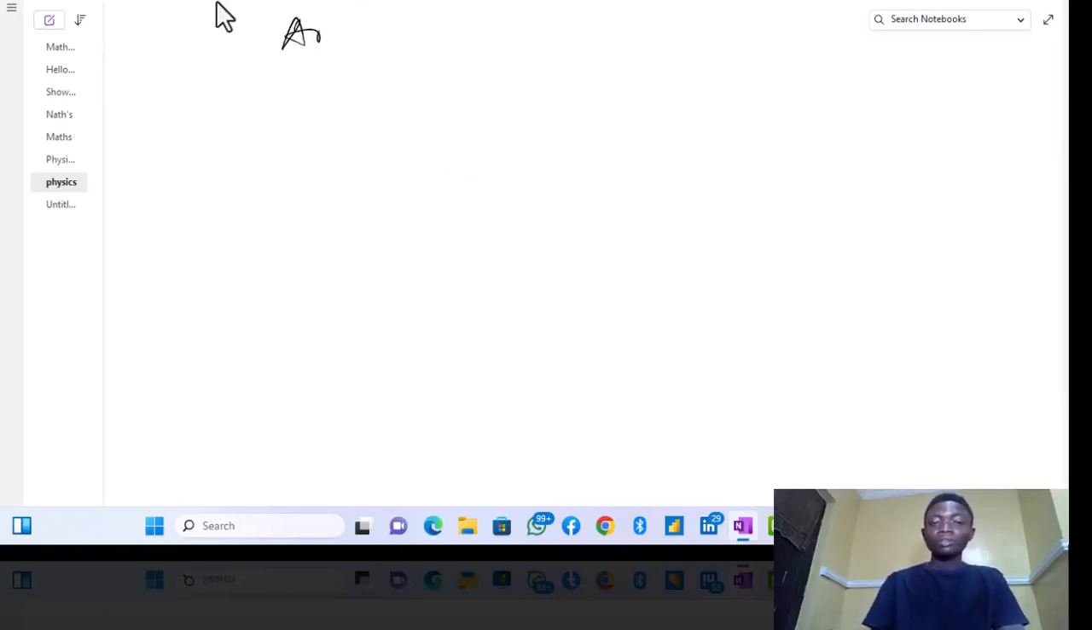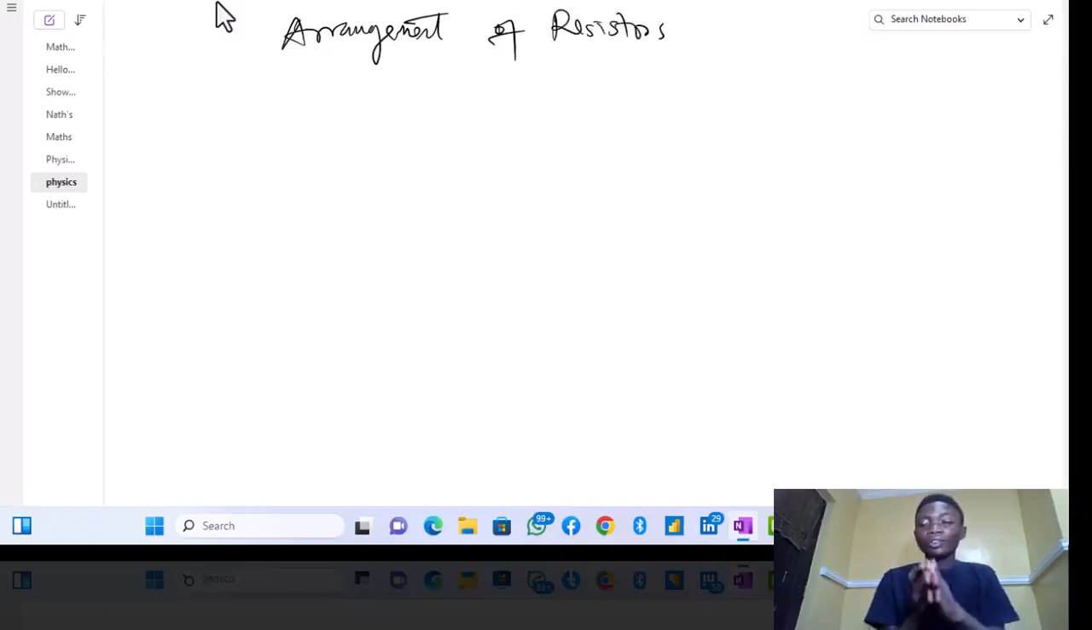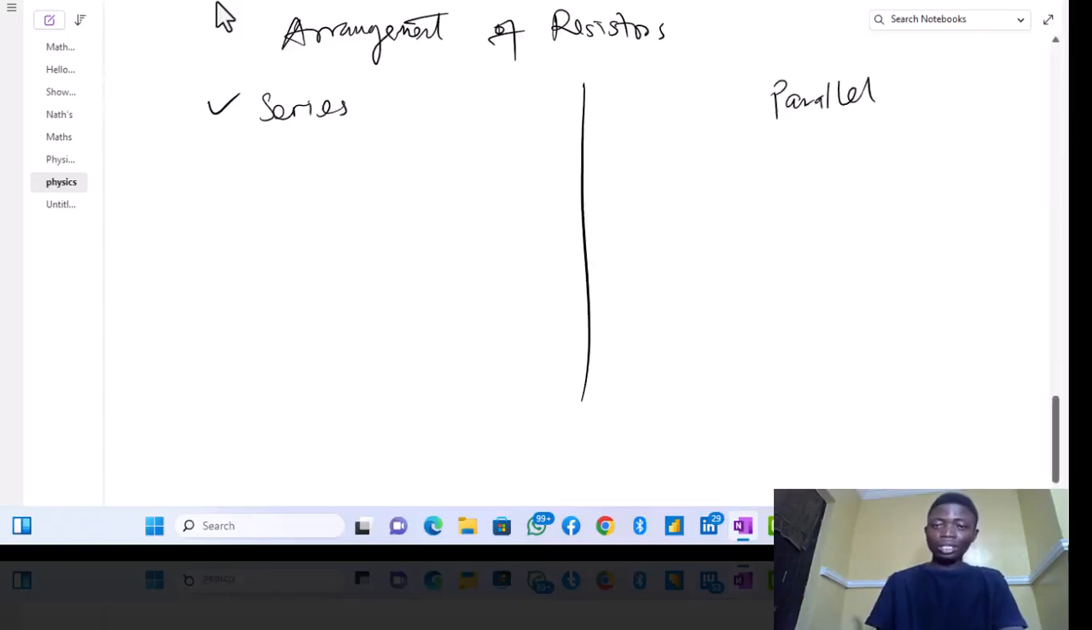So, arrangement of resistors. We need to know how resistors are arranged first before we can calculate or account for resistors in an electrical circuit. So now, there are 2 types of arrangement. We have the series arrangement, and we have the parallel arrangement. I'll do it in a tabular form. So series arrangement is just something like this. I'll explain.